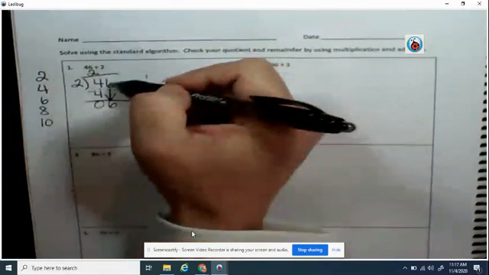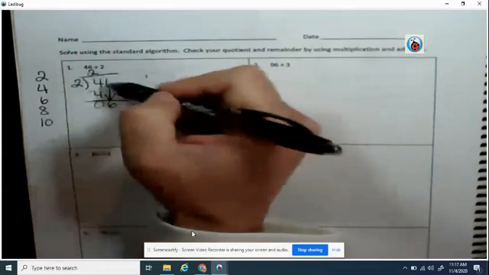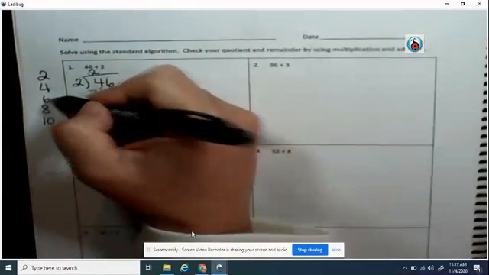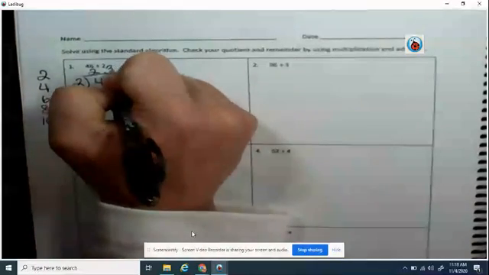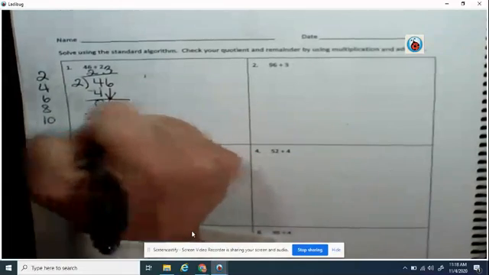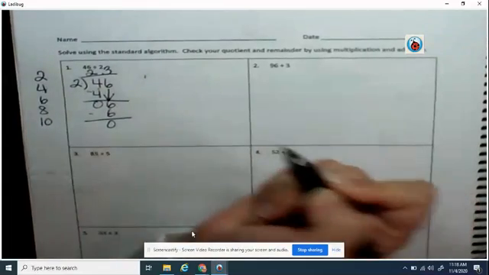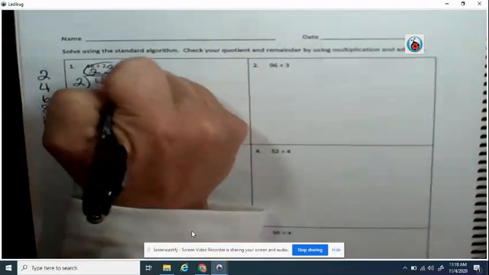So I used up all of my 10s equally, no remainders in 10s place. Okay, so now I have 6, okay, and 2 times 1, 2, 3. 2 times 3 is 6, or 6 divided by 2 is 3. Okay, so I used up all 6 equally. There are no remainders, so my answer is 23 with a remainder of 0.